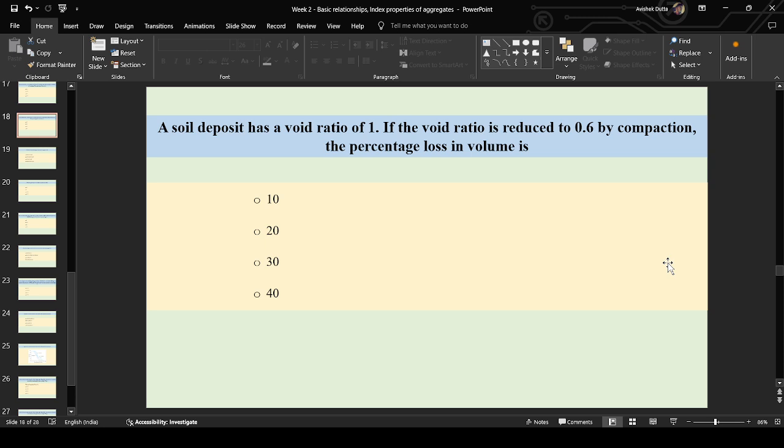I repeat the question. A soil deposit has a void ratio of 1. If the void ratio is reduced to 0.6 by compaction, the percentage loss in volume is: the options are 10, 20, 30 or 40.